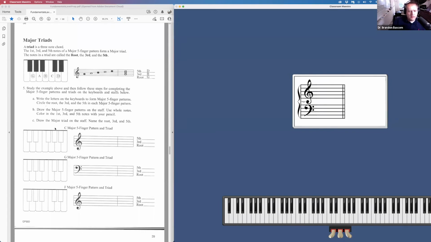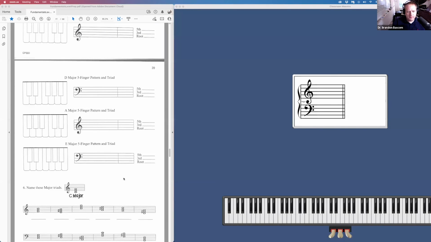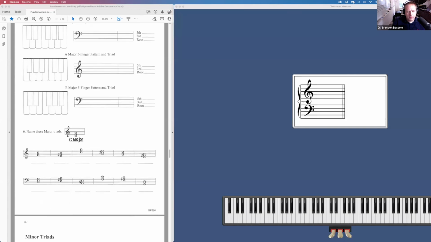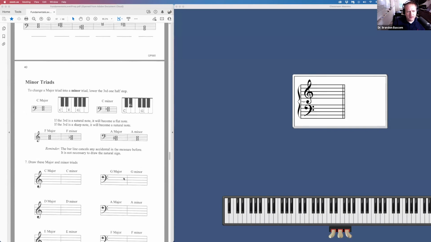So on page 38, we are writing our 5-finger patterns on the keys and on the staff and as a triad, just like they did here. And then they want to know which note is the root, on the bottom, which note is the third, in the middle, and which note is the fifth, the top note. So we're doing that for major triads on page 38 and 39. We're doing that for minor triads.